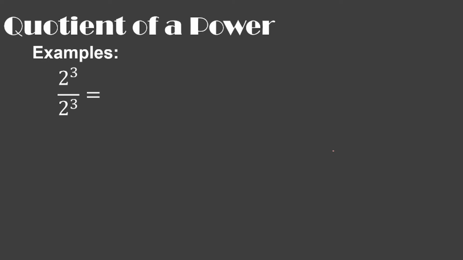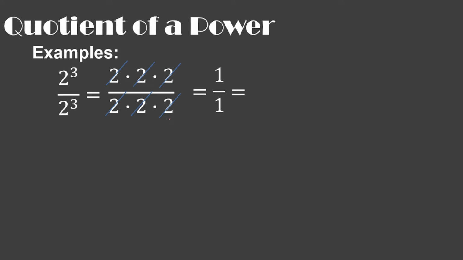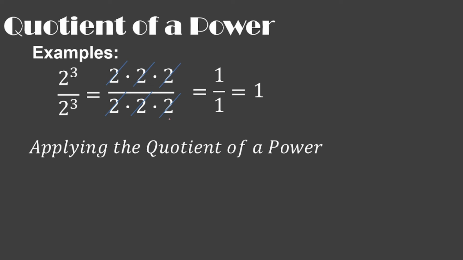This time, m and n are equal. Since m and n are equal, again, let's begin by simplifying, so this will be the output, 2 times 2 times 2. The same is true here. And if we cancel the common factors, that will simply give us 1 over 1, which is equal to 1. But if we apply the quotient of a power, then this will simply be 2 raised to 3 minus 3, and 3 minus 3 is 0. So that will give us 2 raised to 0. And again, any number raised to 0 is simply equal to 1.